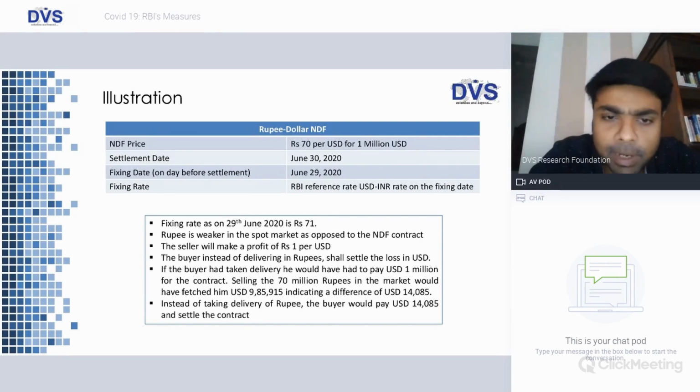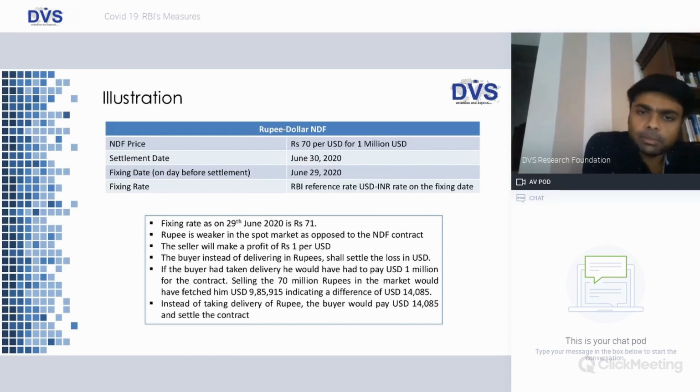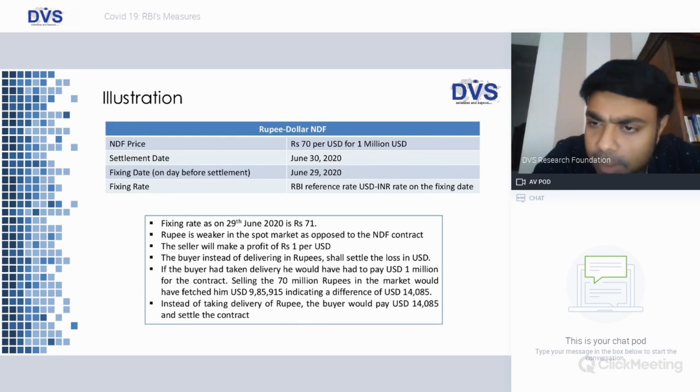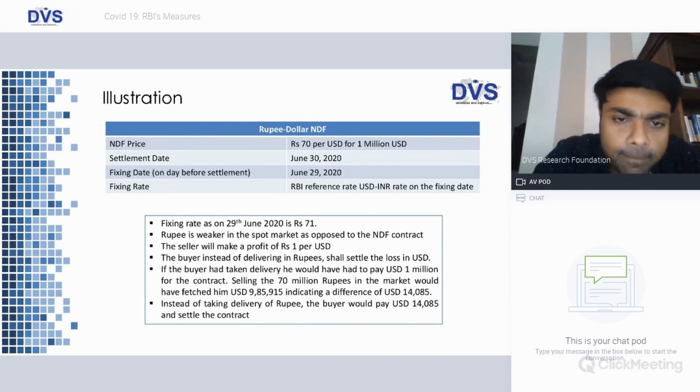So let's try and understand from a practical standpoint how this works, because all these concepts are good. Let's say the NDF price, the rupee derivative price, is 70 per USD for 1 million USD, and the settlement date is June 30th, 2020. The fixing date, as we call it, which is one day before the settlement date, is June 29th, 2020. The fixing rate is the RBI's reference rate on the fixing date. So we are going to take the rate as on 29th June. The fixing rate on that day is 71, whereas when you got into the contract, it was at 70 rupees.